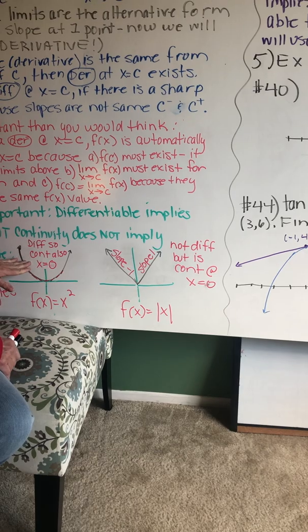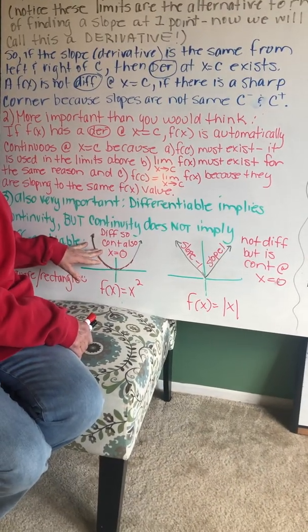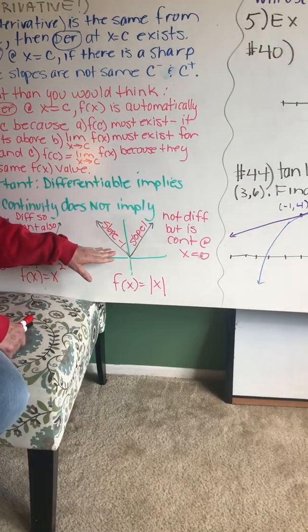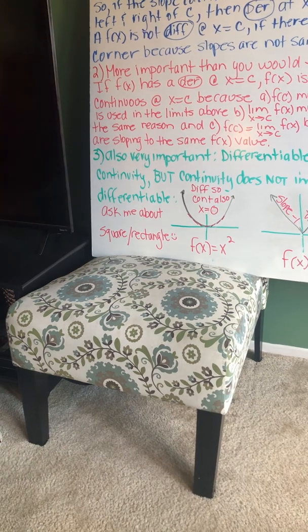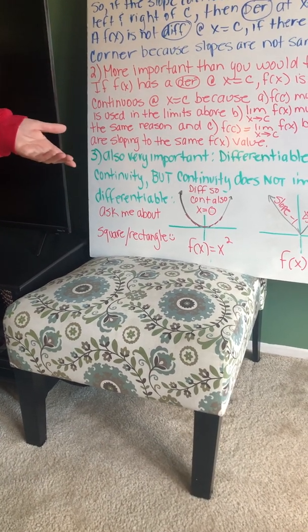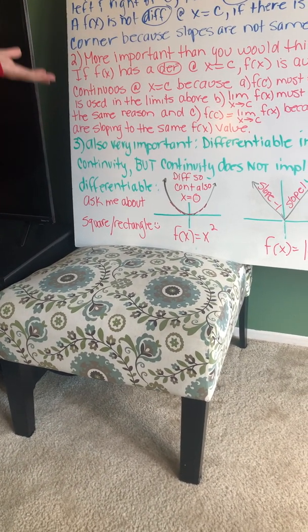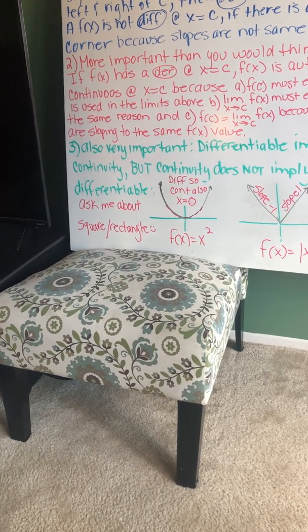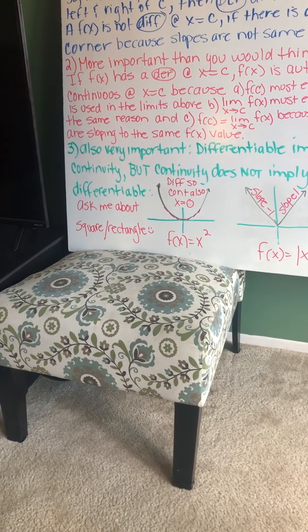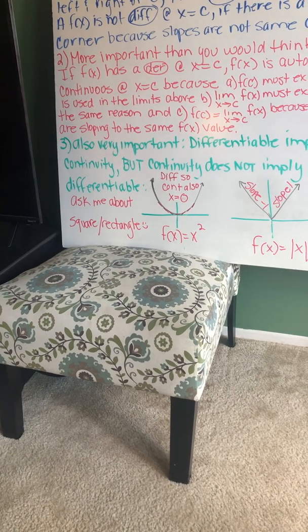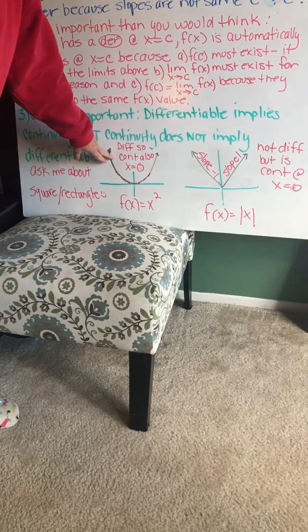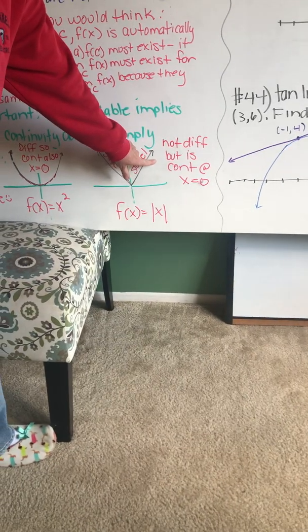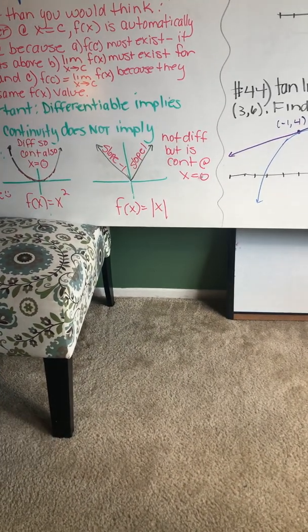So, differentiable and so continuous. Not differentiable, but it's still continuous. So that's the reason I wrote over here, ask me about the square and a rectangle. It's exactly the same idea: a square is always a rectangle because it meets all the conditions, but a rectangle isn't always a square. So if a function is differentiable, it's always continuous, but just because it's continuous doesn't always mean it's differentiable.